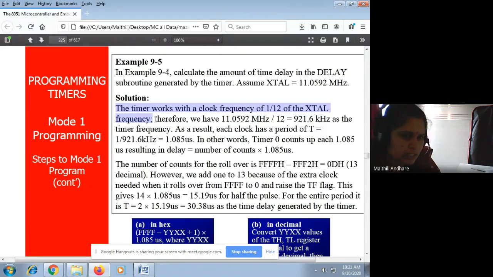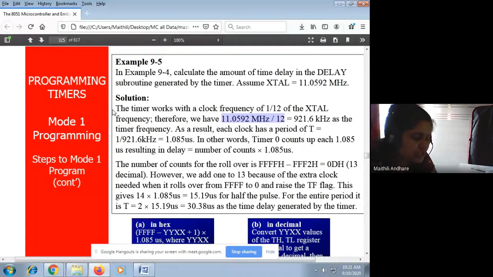Now we have to calculate the timer frequency, that is 11.0592 megahertz divided by 12. Always the 8051 timer works with a clock frequency of 1/12 of the crystal frequency. The crystal frequency is given as 11.0592 megahertz, so 11.0592 megahertz divided by 12 is equal to 921.6 kilohertz as the timer frequency.